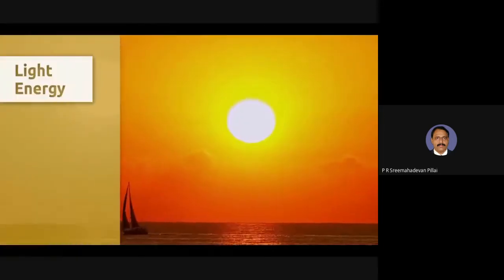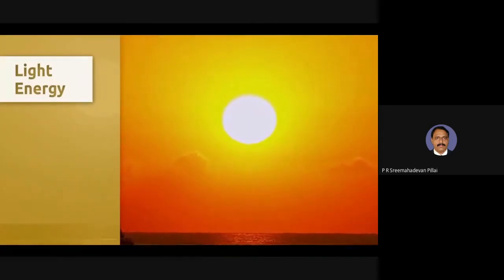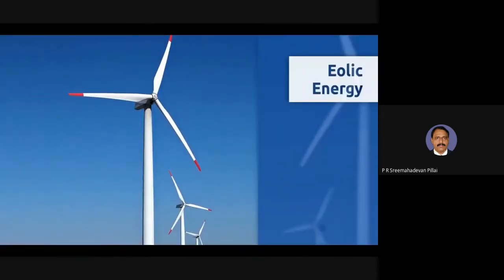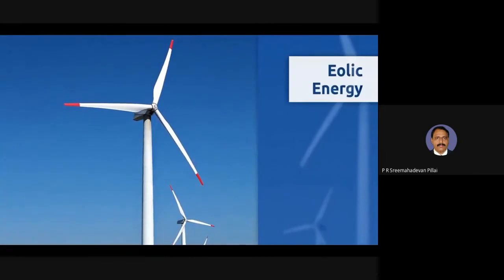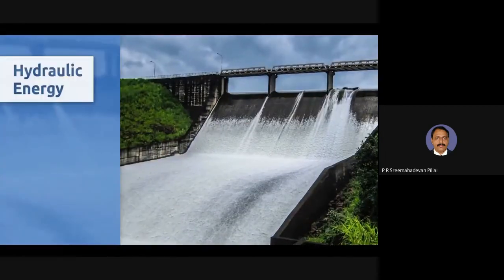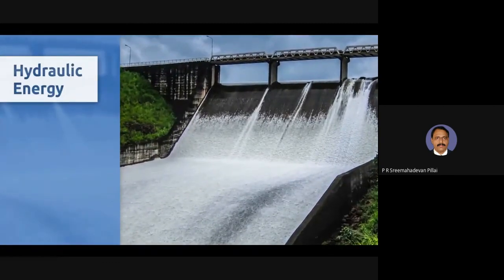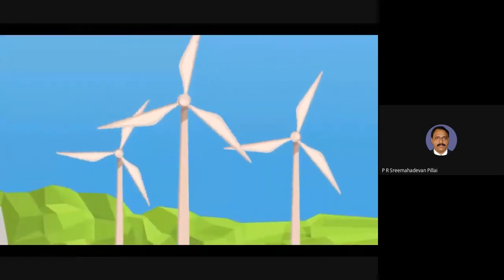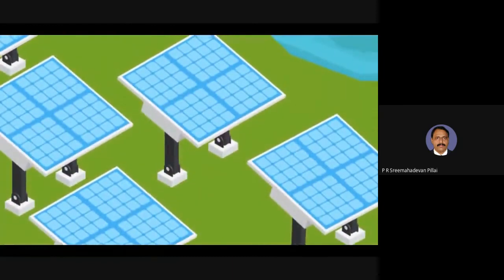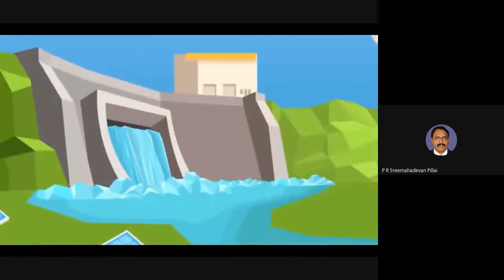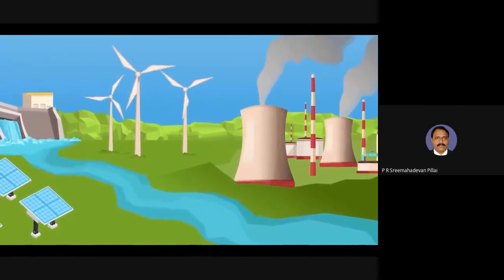Light energy is present in the light. Eolic energy comes from the wind. Or hydraulic energy, which we obtain thanks to the flow of water. It's easy to understand that energy is essential for life because it causes all changes to occur in the world around us.